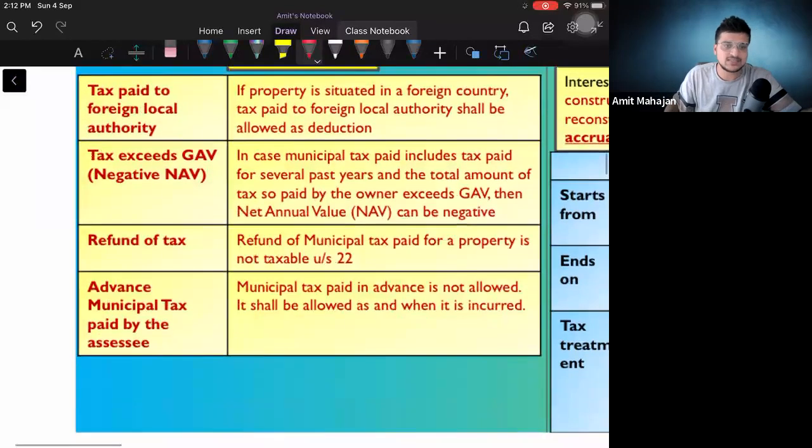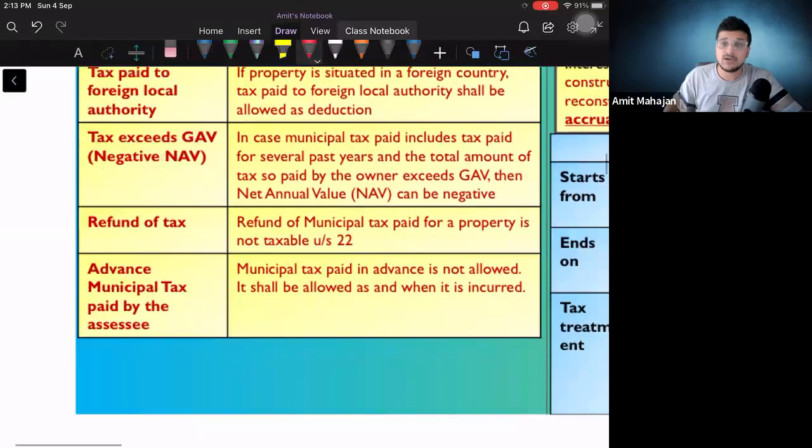Okay, refund of tax. Refund of municipal tax paid for the property is not taxable under section 22. In case you get a refund of something, it will not be taxable. Advance municipal tax paid by the assessee. I am telling the government that I am going to pay municipal taxes for the next 20 years. Please give me the deduction in the current year.